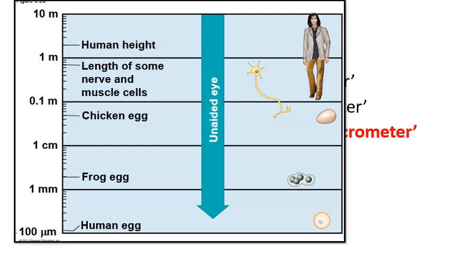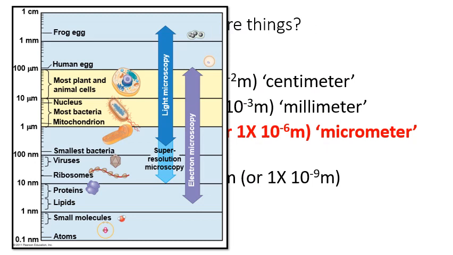Anything from a meter all the way down to a millimeter or half a millimeter, you can look at with the unaided eye. You don't need a microscope. These are frog eggs. Frog eggs are individual cells that are just barely big enough to see with the human eye. You can almost see a human egg, a human ovum, with the unaided eye. It's a little bit small, but you can almost see it without a microscope. Anything smaller than that, you have to use a microscope.